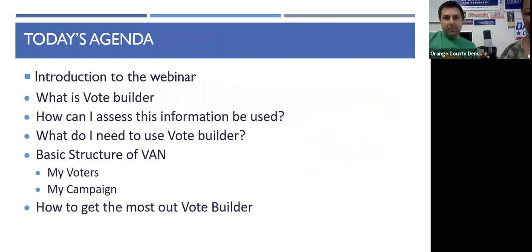So today's agenda, we'll be giving you an introduction to the webinar, and we're going to be talking about Votebuilder today. How can I assess the information? How can it be used? What do I need to do to use Votebuilder? The structure of VAN. It's broken down into 2 major components, My Voters and My Campaign. And we're also going to talk about how to get the most out of Votebuilder. It's a very powerful tool for canvassing.